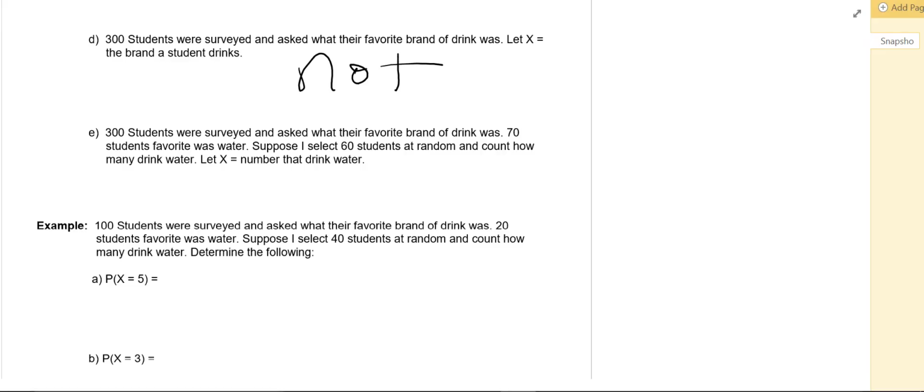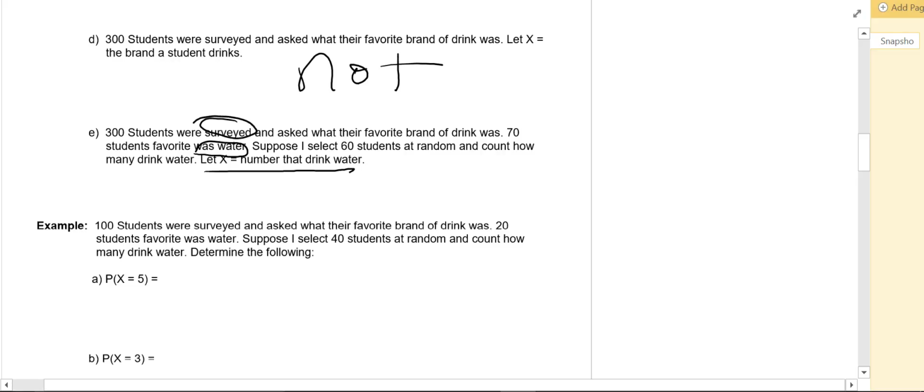Now look at it slightly reworded. 300 students were surveyed and asked what their favorite brand of drink was. 70 students' favorite was water. Suppose I select 60 students at random and count how many drink water. Well, if we let x equal the number that drink water, then x now is binomial. Why? Either you drink water or you don't drink water. Two possible outcomes. Even though the underlying survey had multiple outcomes, I decided I was going to count those that drink water.